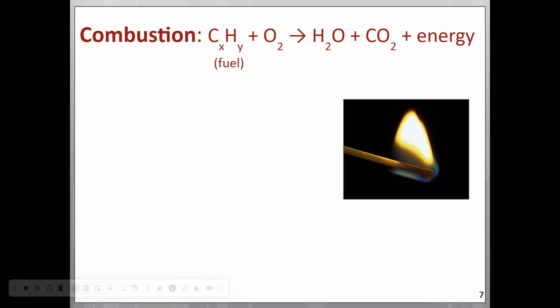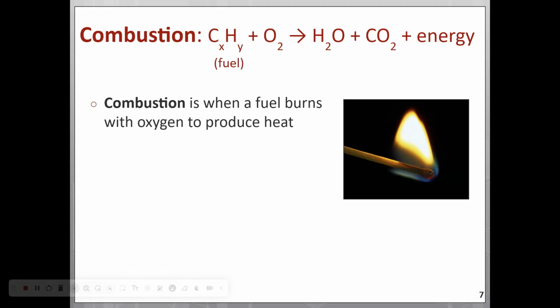Combustion is a unique one. Here we're not going to visit our dancers, plus somebody would be on fire, so that's never good. The general equation is fuel, some hydrocarbon, CxHy, and you can insert various subscripts there depending on the fuel type, plus some oxygen will yield water and carbon dioxide and energy. So this is when a fuel burns with oxygen in order to produce heat, and then it releases water and carbon dioxide as waste.